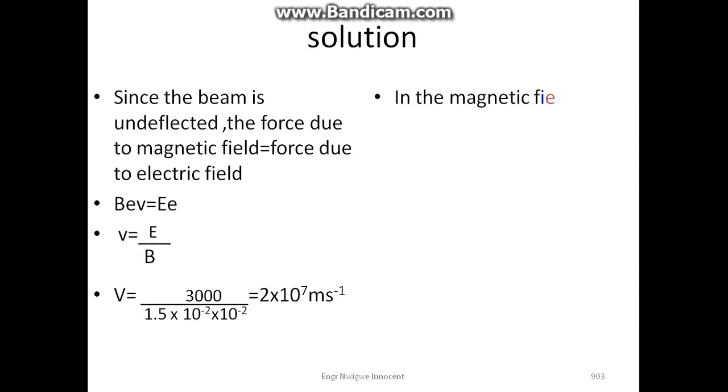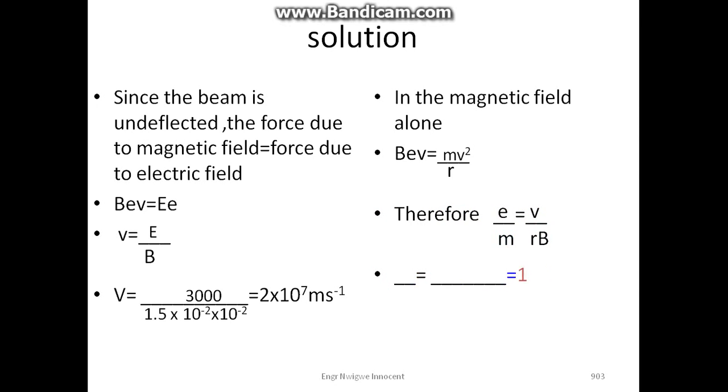In the magnetic field alone, BEV is equal to mv squared over r. Therefore, E over m is equal to V over RB. E over m is equal to 2 times 10 raised to the power 7 all over 2 times 10 raised to the power minus 2, which is equal to 10 raised to the power 9 coulomb per kilogram.